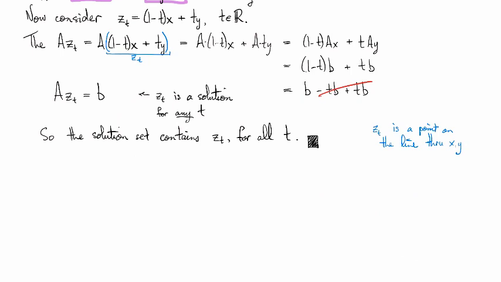So if you had, you know, x over here and y over here, then z sub t is going to be some point on this line. If t is a number between 0 and 1, it's going to be here. Otherwise, if it's negative or greater than 1 or something, then it'll be out somewhere else on this line.